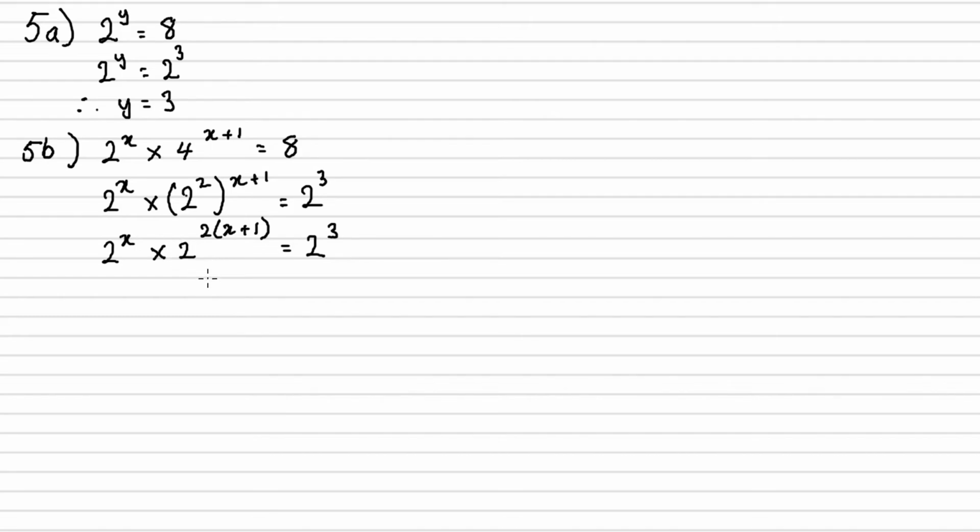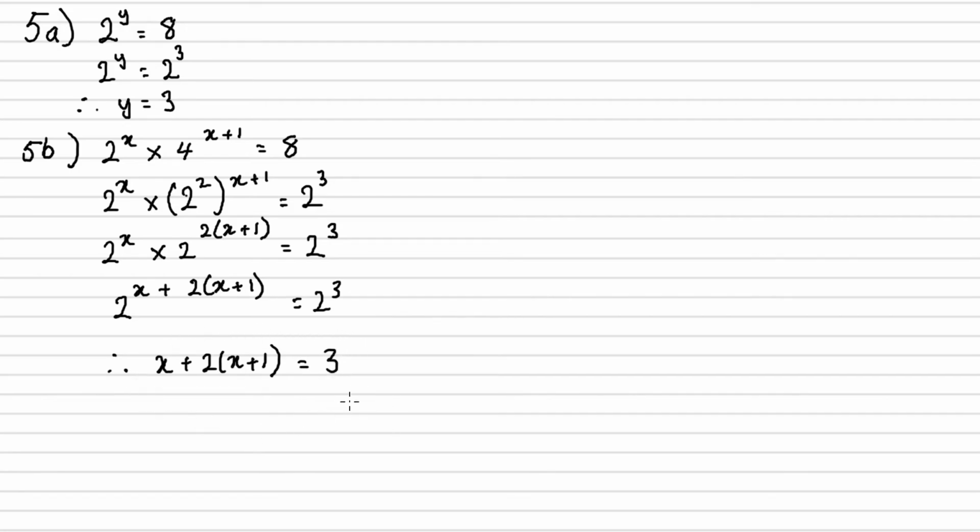Now I can begin to use my indice rules. I know that when I times two things together that have the same base, which they do, you add the indices. So I can replace this with 2 raised to the power of x add 2 bracket x plus 1, and that's still equal to 2 to the power of 3. I can now therefore say, just by comparing the two indices, that x plus 2 bracket x plus 1 is equal to 3.